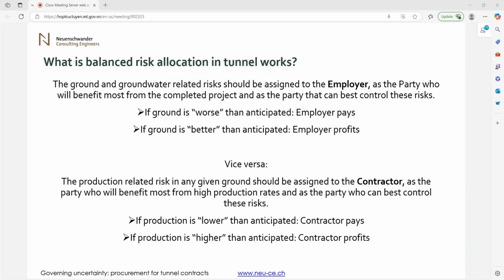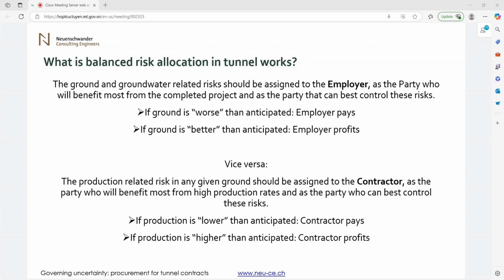So if the ground is worse than anticipated, the employer should pay, and if the ground is better than anticipated, the employer should take the profit. It's not one way, this is two ways, which means that if the ground is better, there should be a profit to the employer.